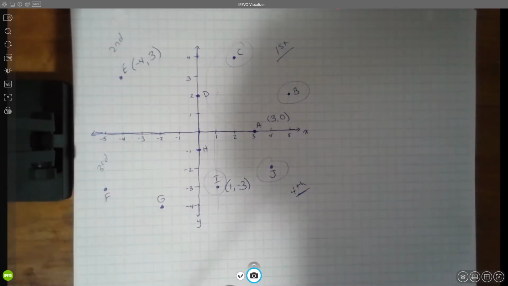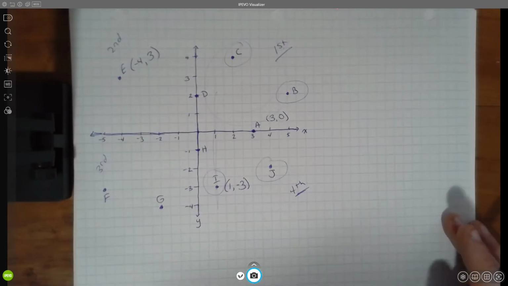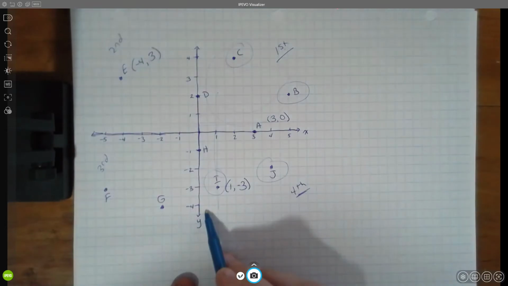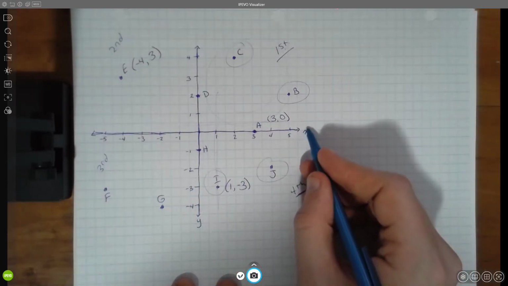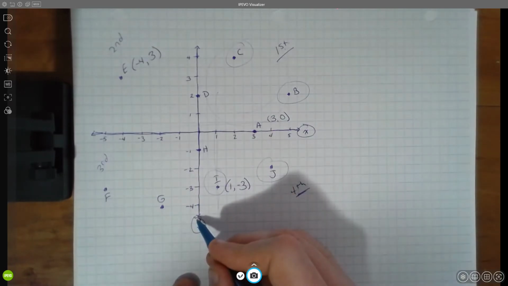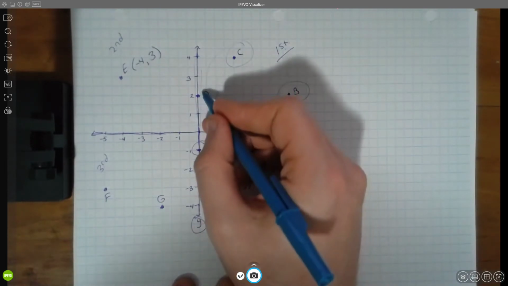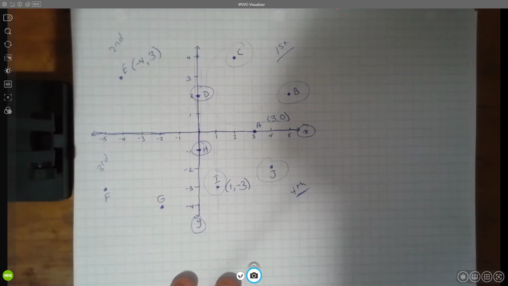Question F asks which points are on the y-axis. If you remember, the axes are the lines that go left and right, or up and down, and we also have them labeled. The one that goes left and right is called our x-axis. The one that goes up and down is our y-axis. So the points that are on the y-axis, or this line here, are point H and point D. Those are the only ones that deal with that particular graph.